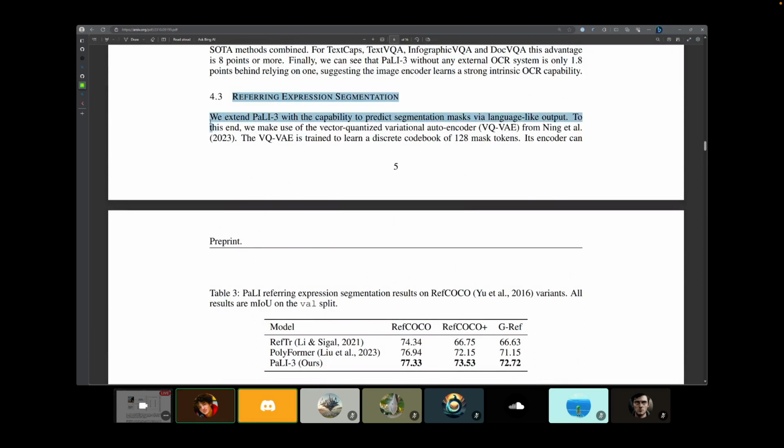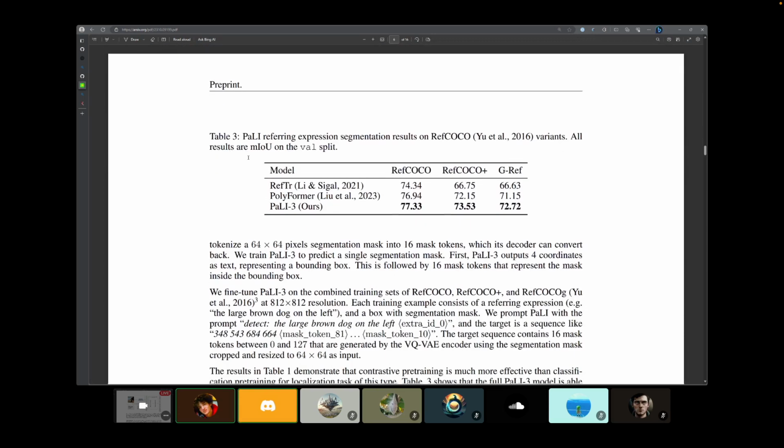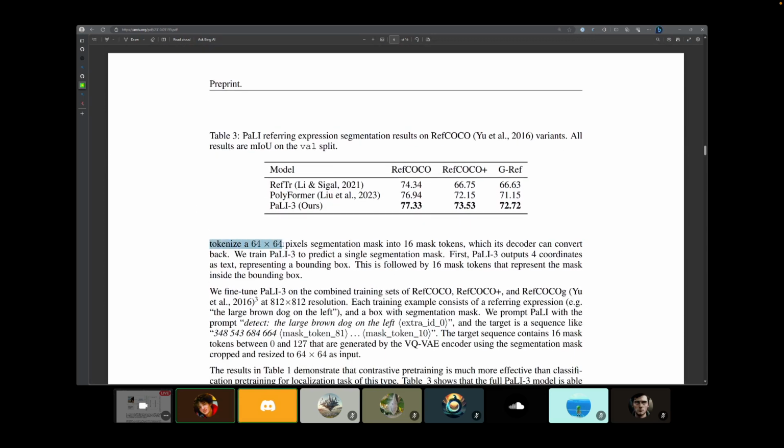Referring expression segmentation. We extend Poly 3 with the capability to predict segmentation masks via language-like output. To this end, we make use of the vector quantized variational autoencoder, and the VQ-VAE is trained to learn a discrete codebook of 128 mask tokens. The encoder can tokenize a 64 by 64 pixel segmentation mask into 16 mask tokens, which the decoder can convert back. We train Poly 3 to predict a single segmentation mask.